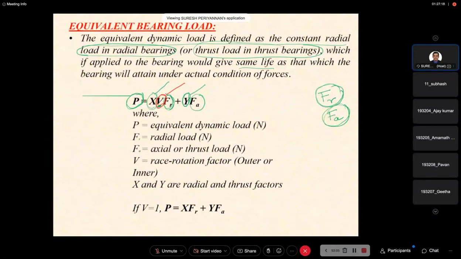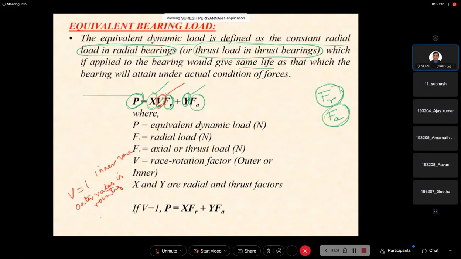Now suppose V is equal to 1. When will V be equal to 1? When the inner race rotates and the outer race is stationary. Or when the outer race is rotating and the inner race is fixed.